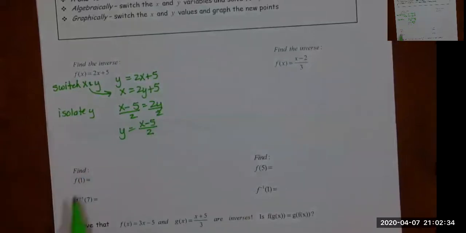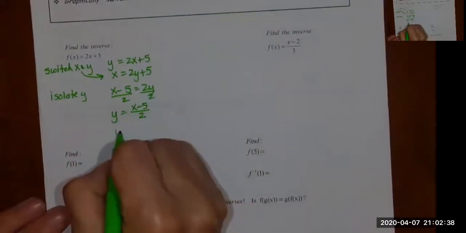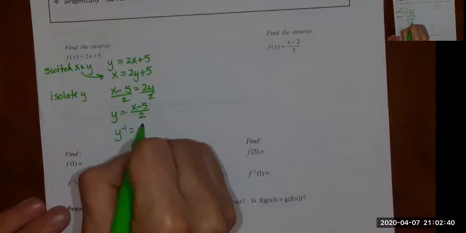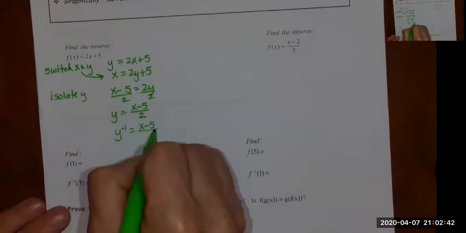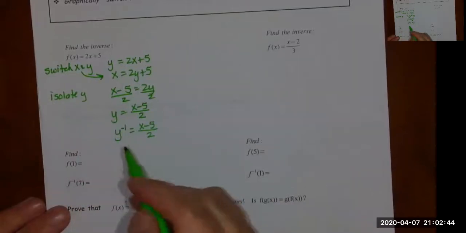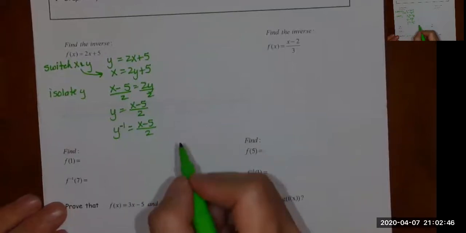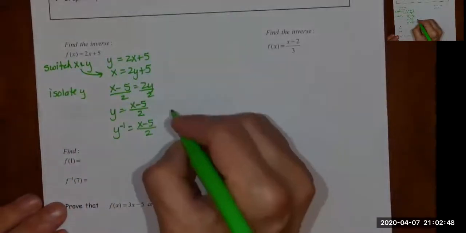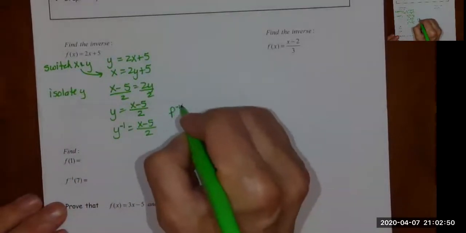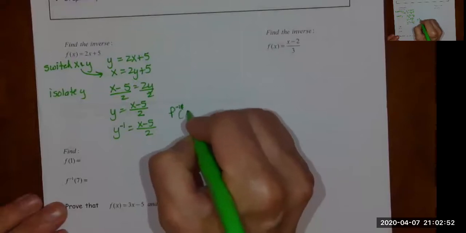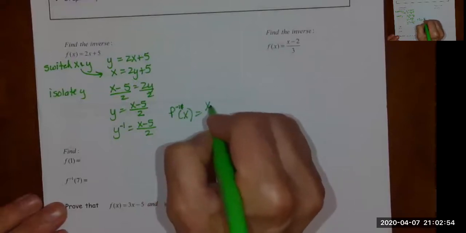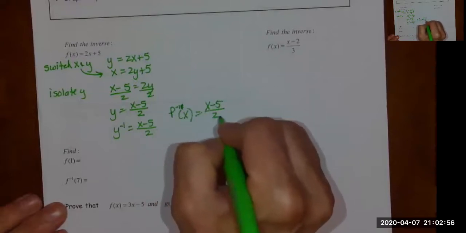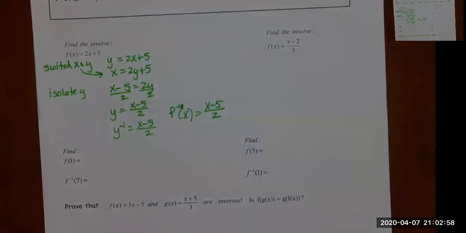Now we need to let somebody know that this is the inverse, so there's a symbol for that. So that would be y to the negative 1 equals (x minus 5) over 2. This is the symbol for inverse, and since they started with an f of x, I'm going to say f inverse of x equals (x minus 5) over 2. See, that's just not too bad, right?